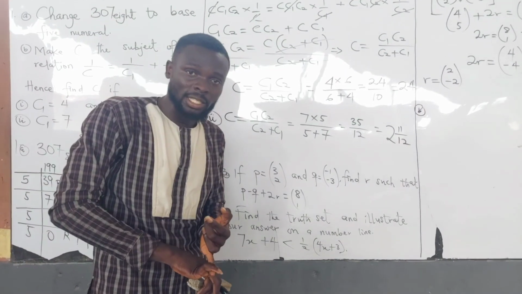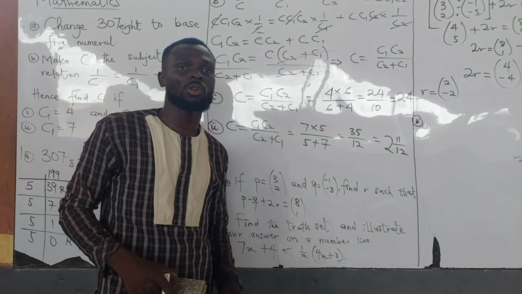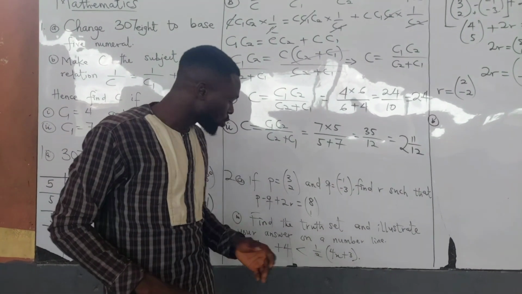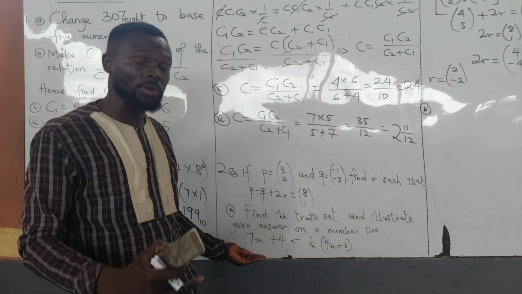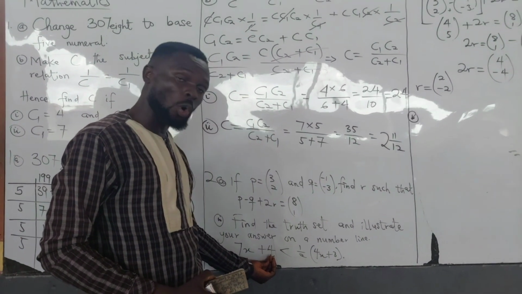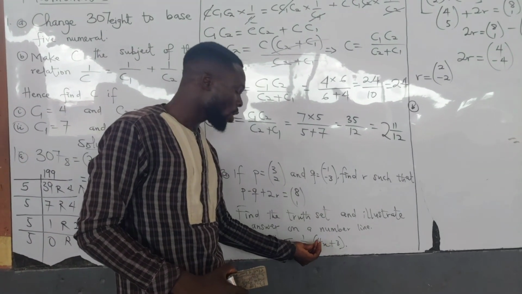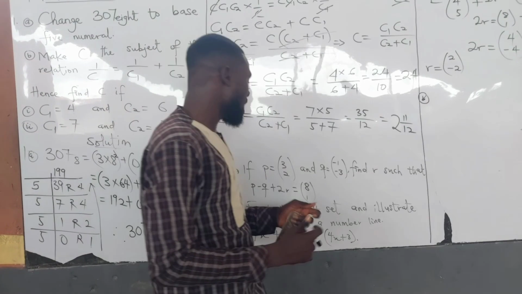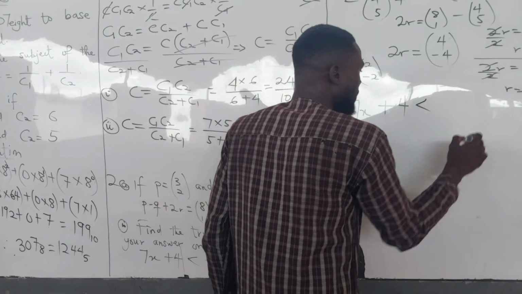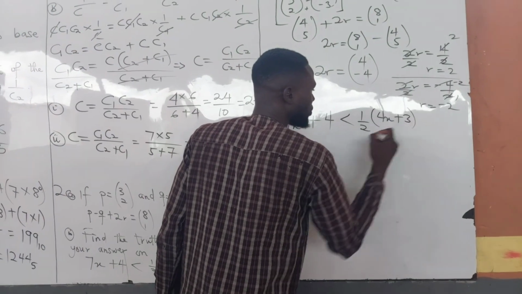You are finding the truth set and you have to illustrate it on a number line. So if you solve for x and you don't illustrate, you are wrong. And if you also don't state the truth set, you are also wrong. So first of all, look at the given inequality. You have 7x plus 4 less than 1 over 2 bracket of 4x plus 3. So here, this is what you have been given. 7x plus 4 happens to be less than 1 over 2 bracket of 4x plus 3.